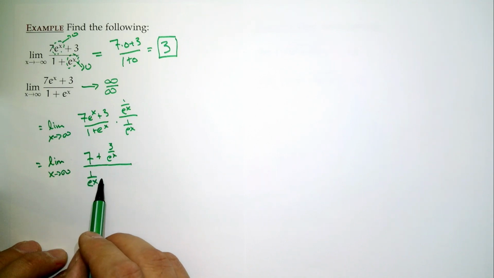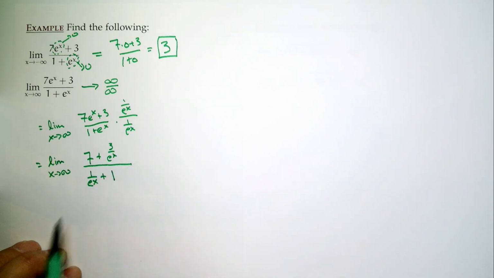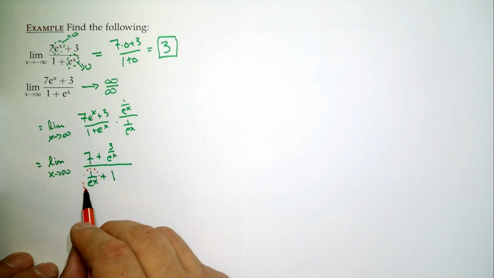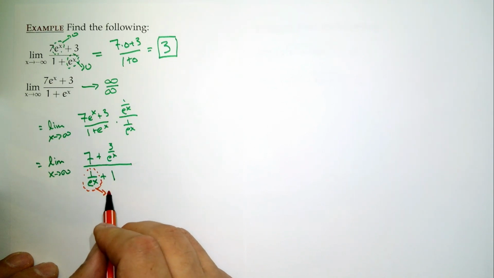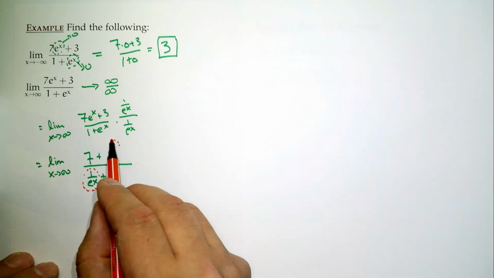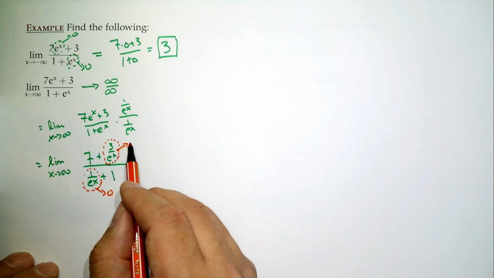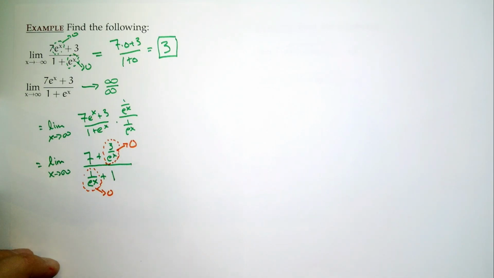1 over e to the x and 1. Now, e to the x still gets huge, but we look at where it's at in our expressions. So 1 over e to the x, what happens to that as we go towards infinity? It goes to 0. How about 3 over e to the x? Yeah, it goes to 3 times 0. Also 0. 0 is a very powerful influence.